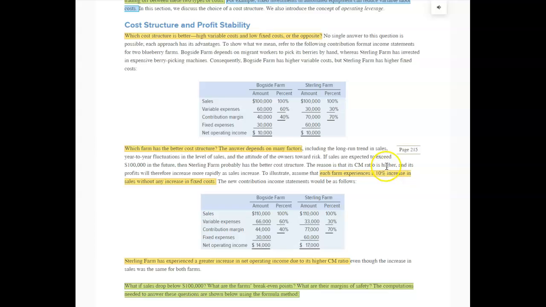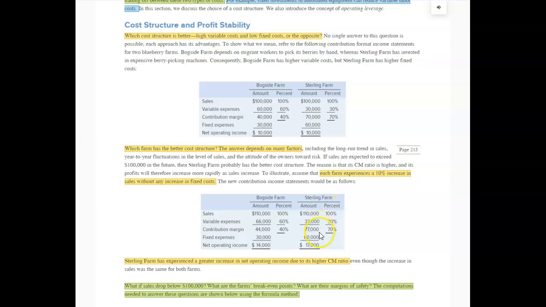In this example, if each farm experiences a 10% increase in sales with no increase in fixed cost, what will be the results? So we increase sales a little bit, 10%. Now with a 60% variable expense amount, we have $66,000 in total variable expenses. Our contribution margin is $44,000. Fixed expenses don't change, so the net profit is $14,000.